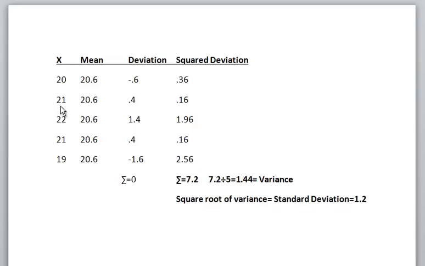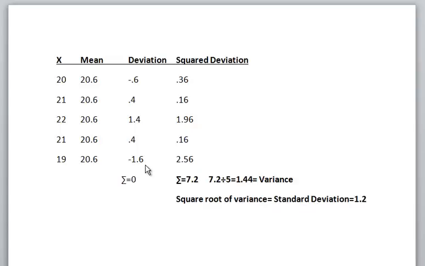This next person was 21 years old. They are 0.4 of a year older than the mean. The 22-year-old is 1.4 years older than the mean. The 21-year-old again is 0.4 years older than the mean, and this person who was 19 is 1.6 years below the mean. Again, what we're trying to figure out is how far on the average scores spread out from the mean.